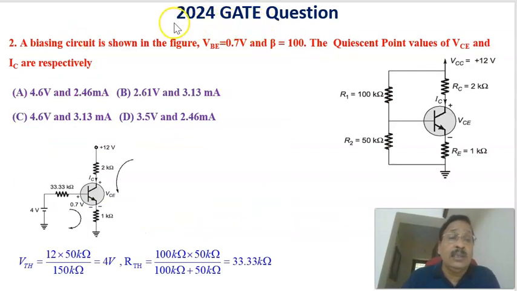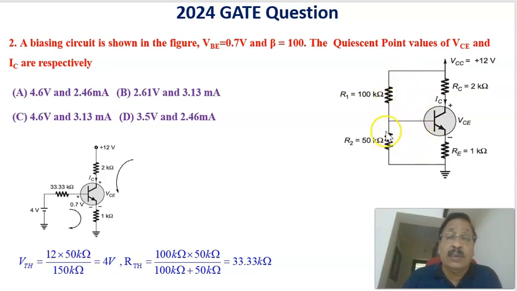Now let us see the second question of the 2024 GATE paper, in which a biasing circuit is shown in the figure. This is the voltage divider biasing circuit, in which VB is given as 0.7 volts, and the beta value, the common emitter current gain, is given as 100. What are the values of VCE and IC at the quiescent point, VCEQ and ICQ? That is to be calculated.